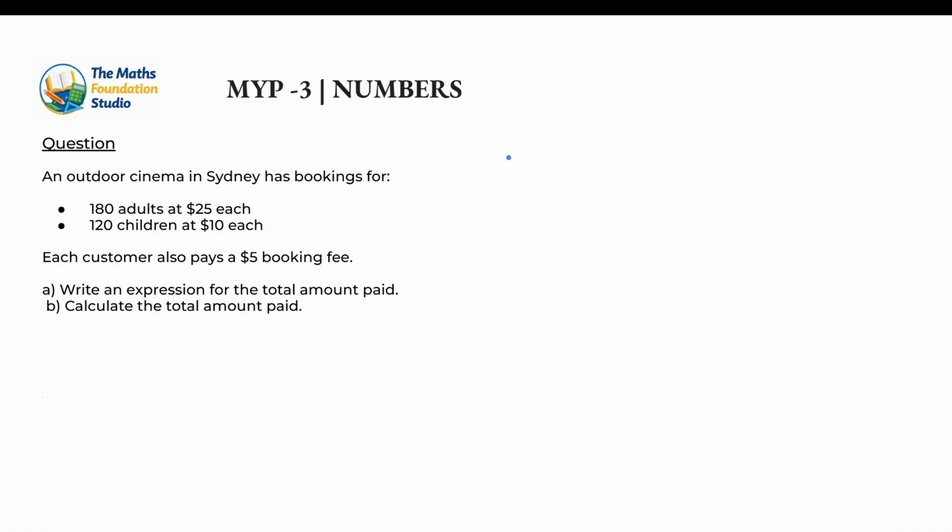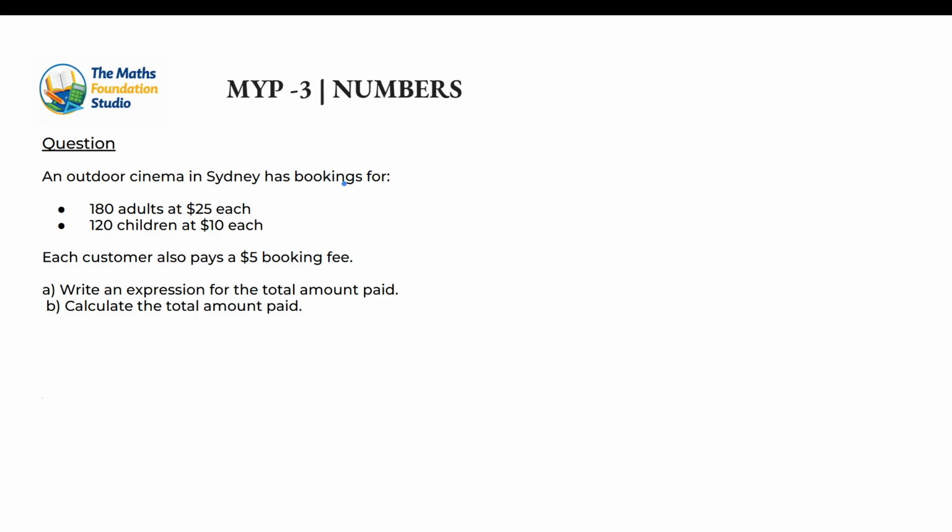Here, an outdoor cinema in Sydney has booking for 180 adults at $25 each, 120 children at $10 each. Each customer also pays a $5 booking fee. Write an expression for total amount paid and calculate the total amount paid.